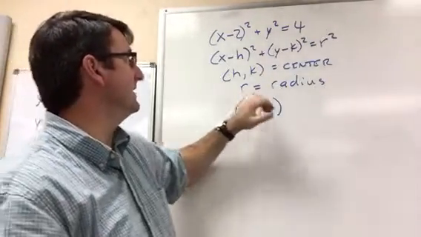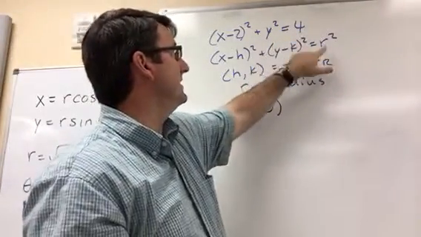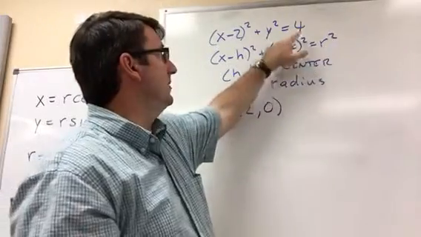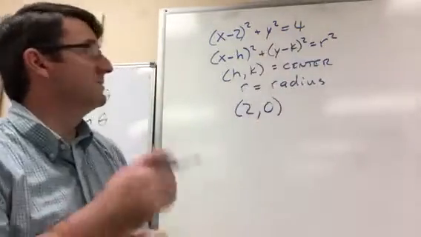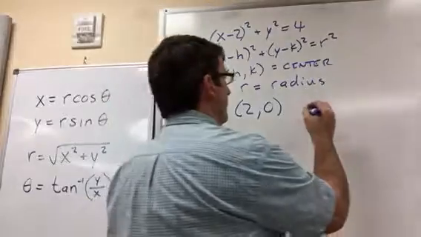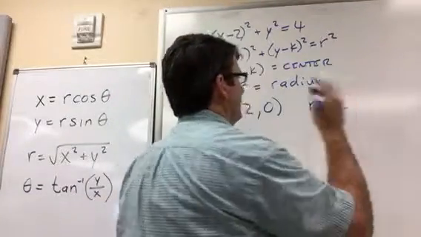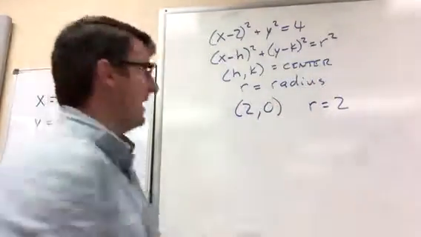And the radius here, this is r squared. So we take the square root of this. The square root of 4 is 2. So the radius is 2. And now we can graph that circle.